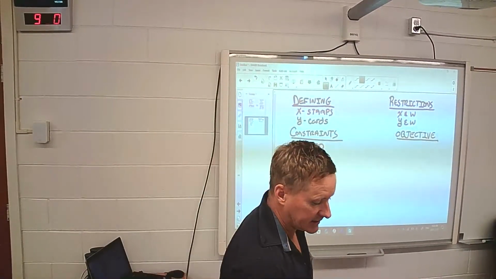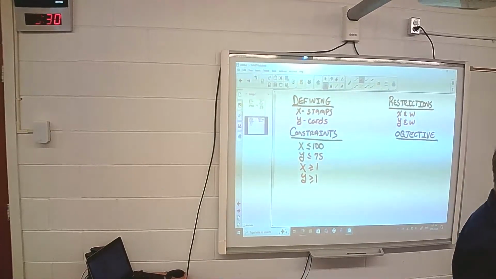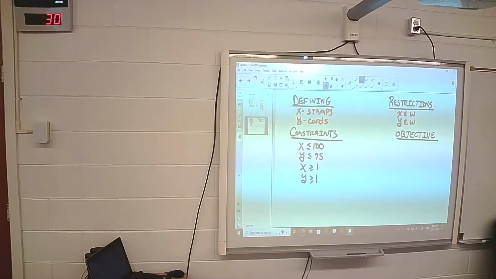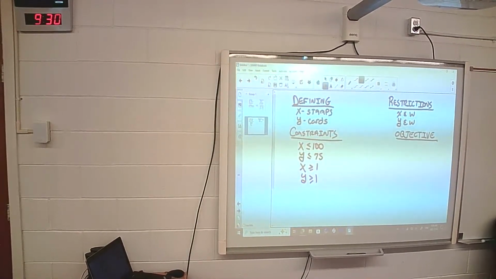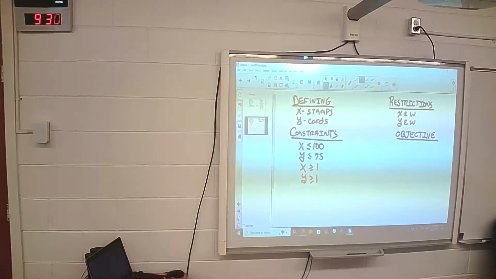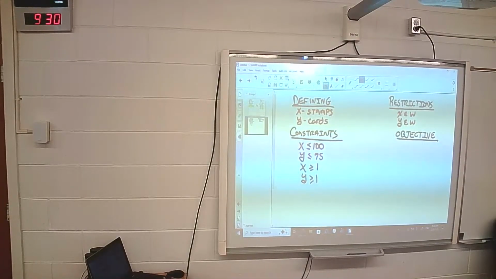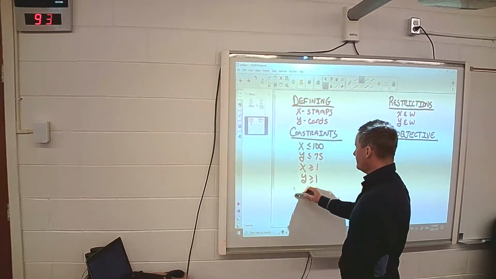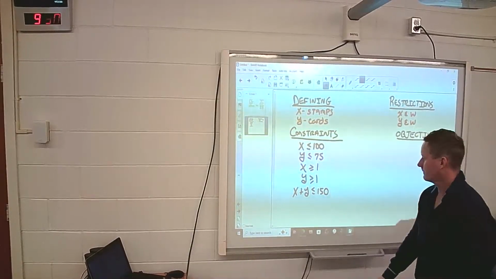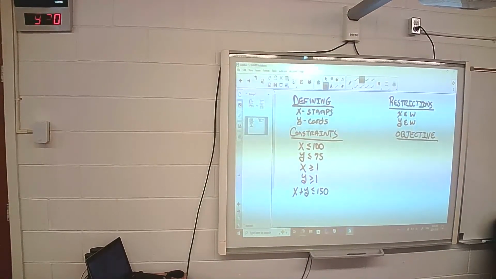Okay, what does the second line say? There were no more than 150 items in total. How do I show no more than 150 items in total? Less than or equal to. Okay, but be specific to the question. X plus Y is less than or equal to 150. So far, so good?